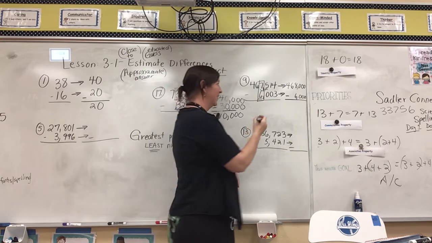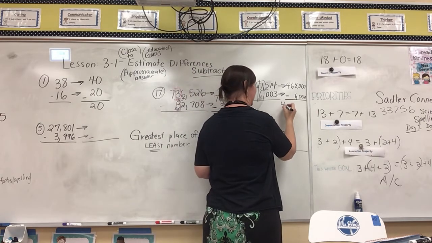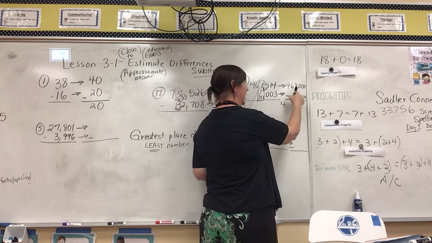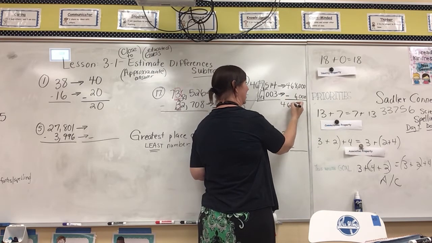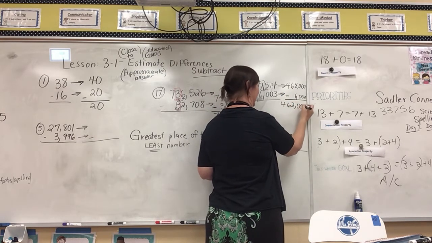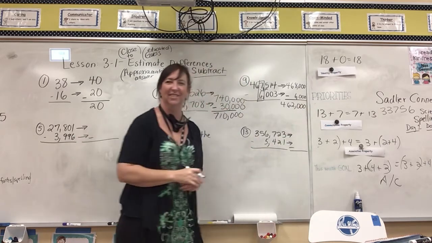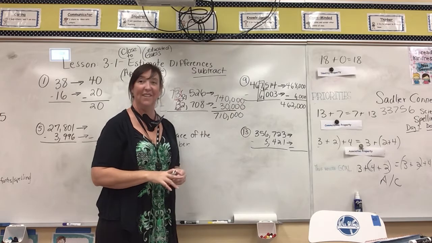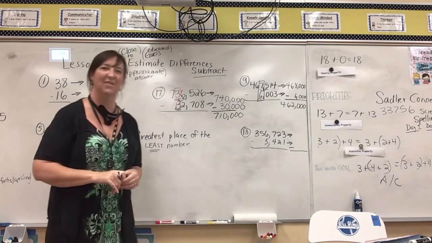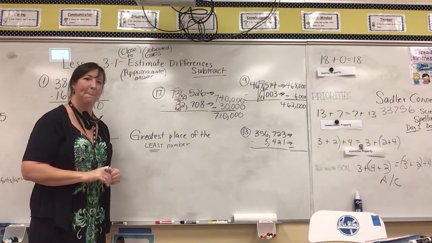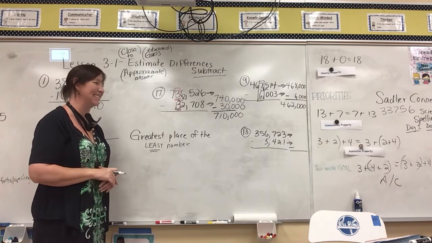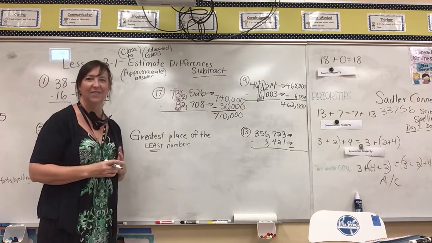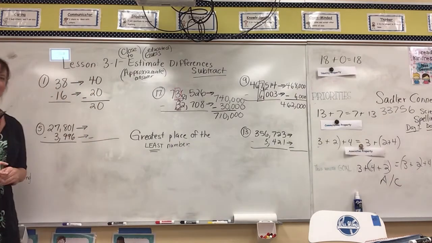Landon? 462,000. Very good. 462,000. Did everybody get a chance to write that one down? No. Okay, take a few minutes and write that down. Vincent, do you have a question? Let's wait until everybody gets a chance to do these, okay? Give everybody a chance to write things down.